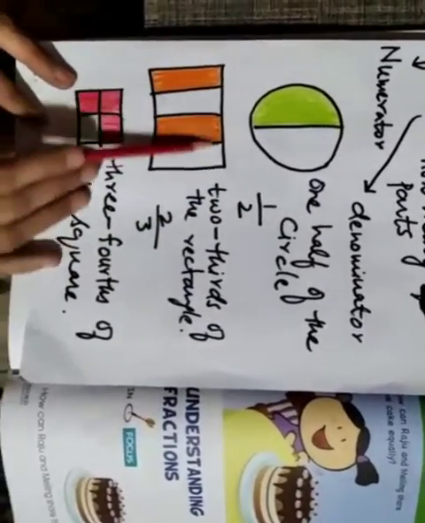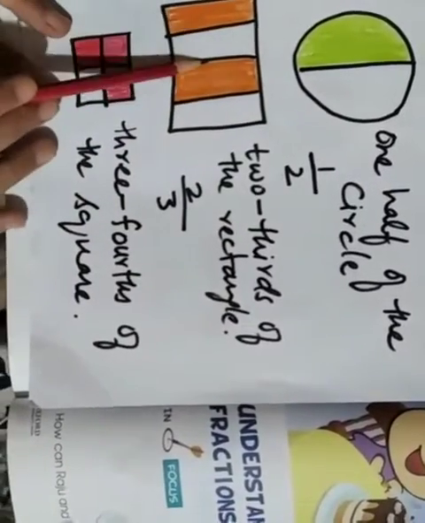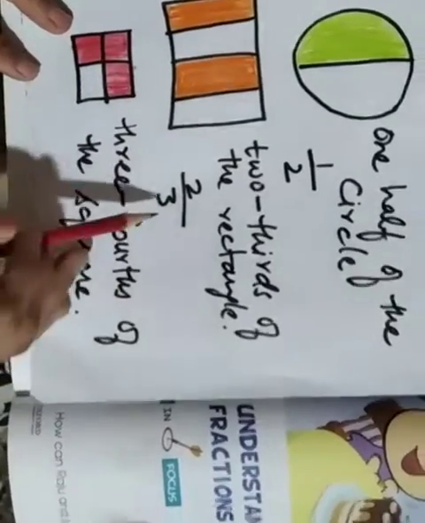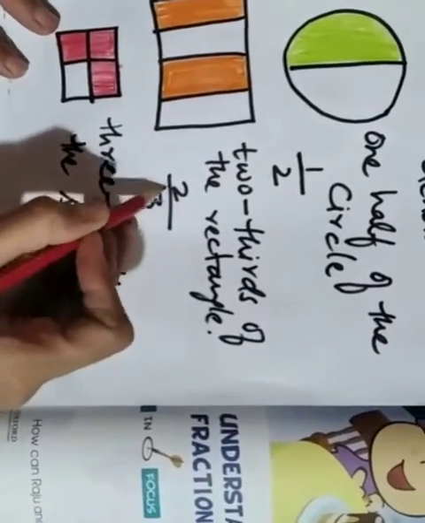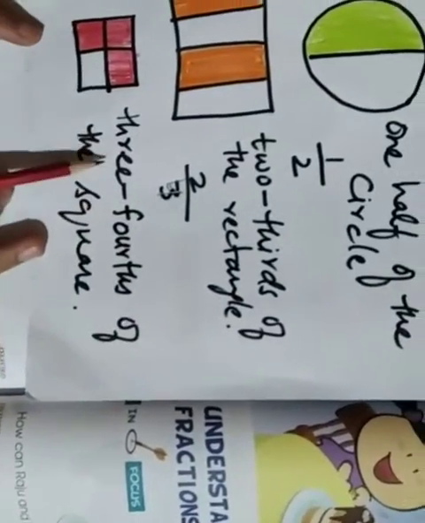Now come to another example, in which the 2/3 of the rectangle. In a rectangle, two parts are shaded and two parts are not shaded. It is 2/4, not 2/3. Alright. Now come to the third one.